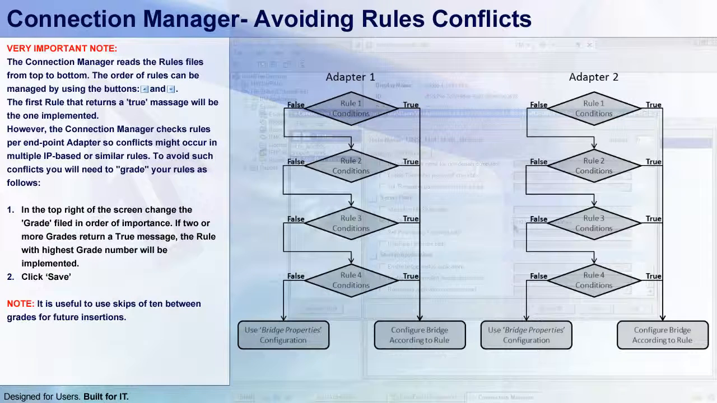On the other hand, the bridge checks the rules for each active network adapter on the machine, and this is where actual conflicts might arise. For example, if I have a number of IP address-based rules, then conflicting rules might be applied per adapter IP. This is why we need to tell the bridge which of these rules is more important. So if different conditions return true, only one configuration will take effect. Otherwise, I'll of course have a configuration conflict. And for that, I use the grade field.